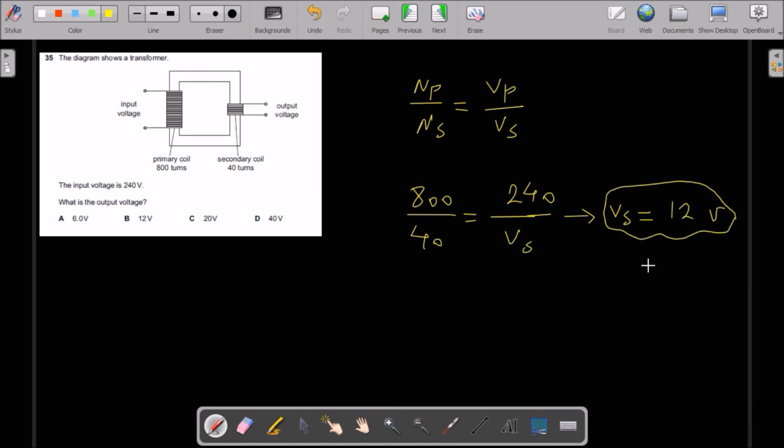When voltage in secondary is less than voltage in primary, we can say that this is a step down transformer. So this is a step down transformer. So B is right in this question.